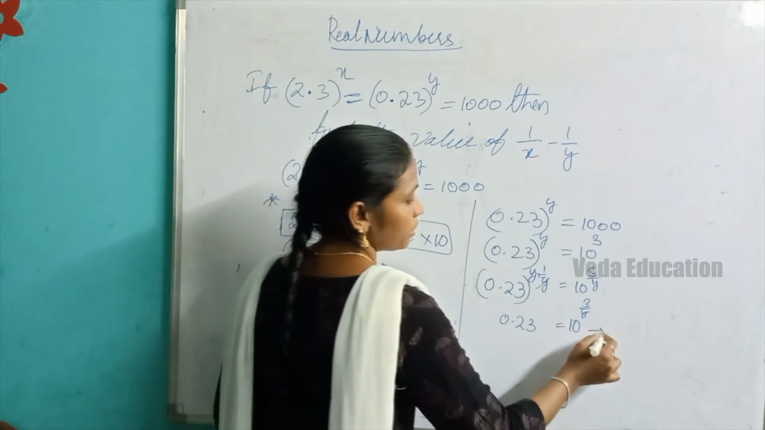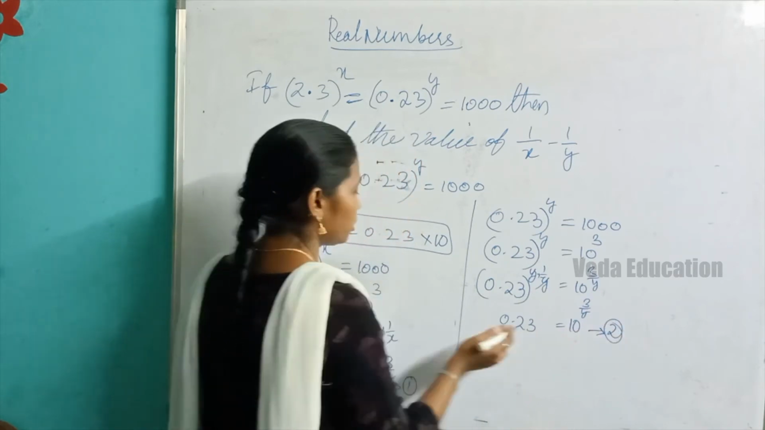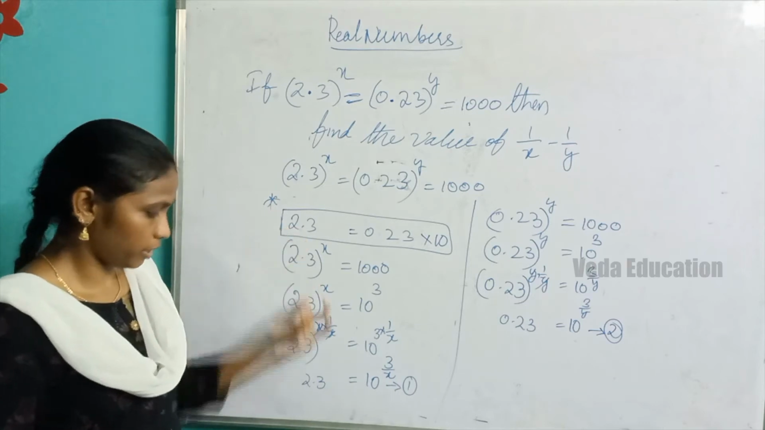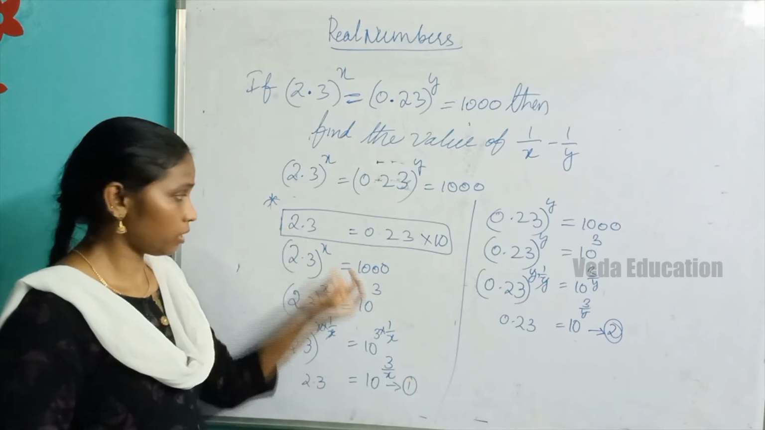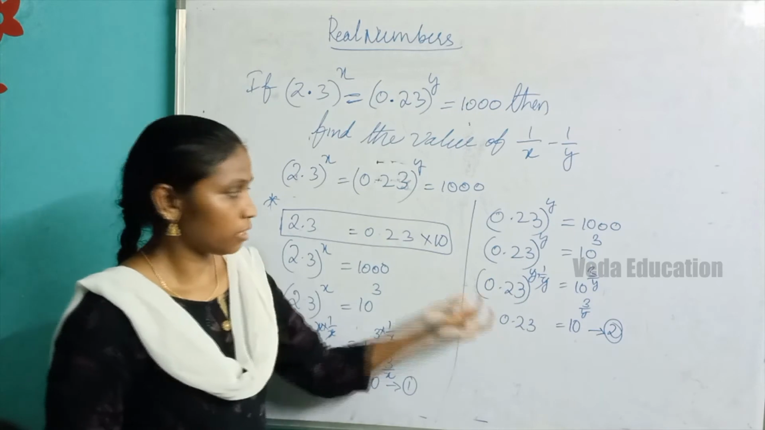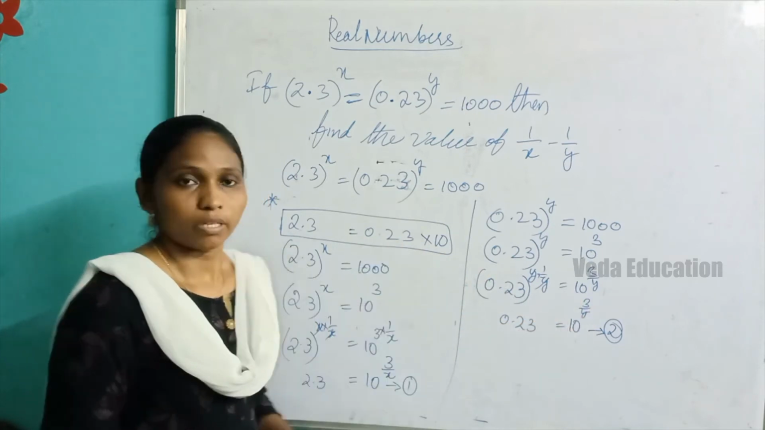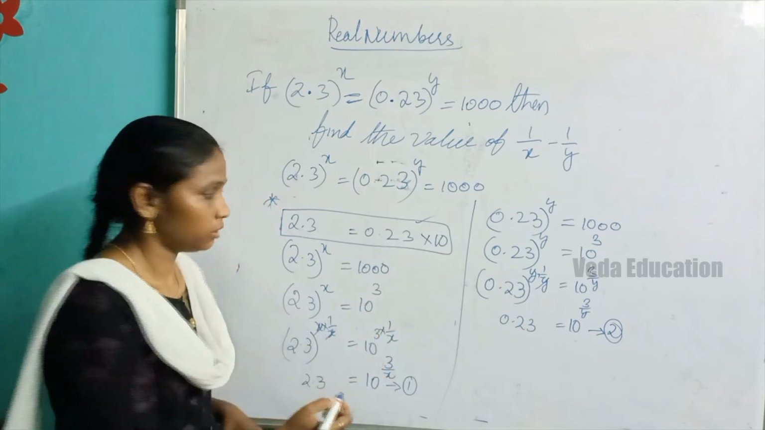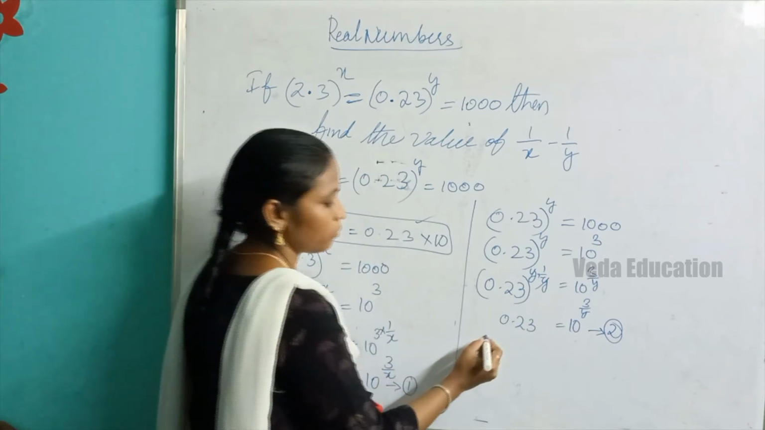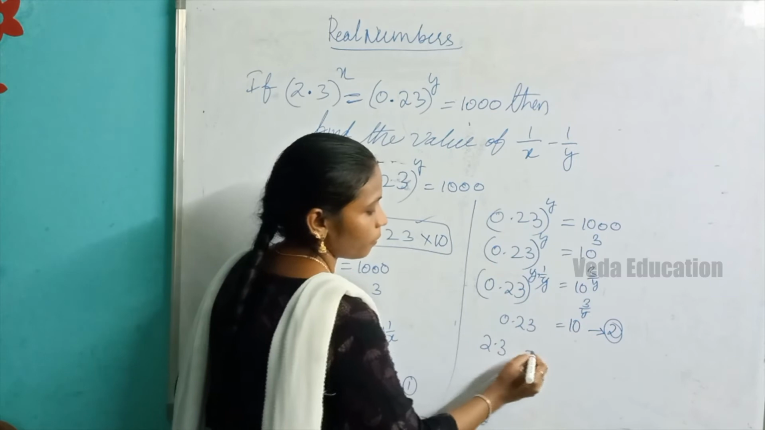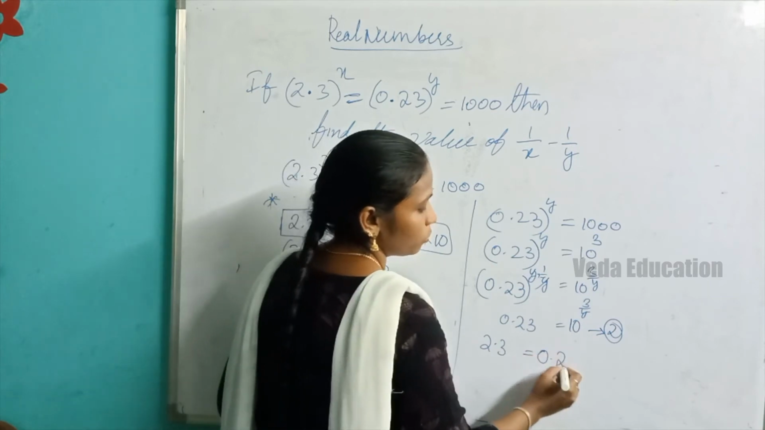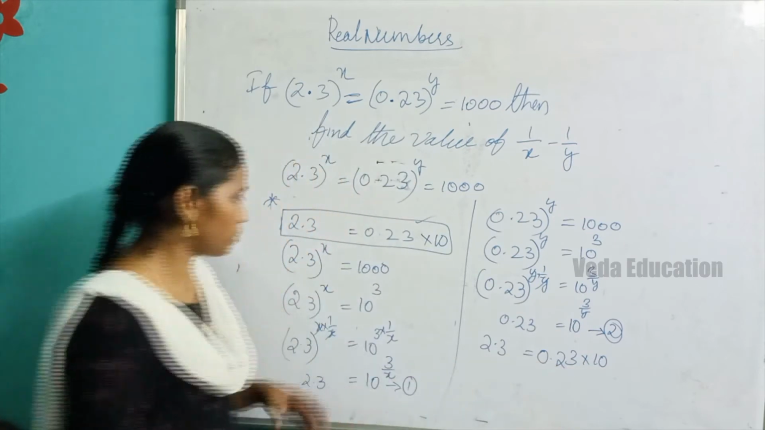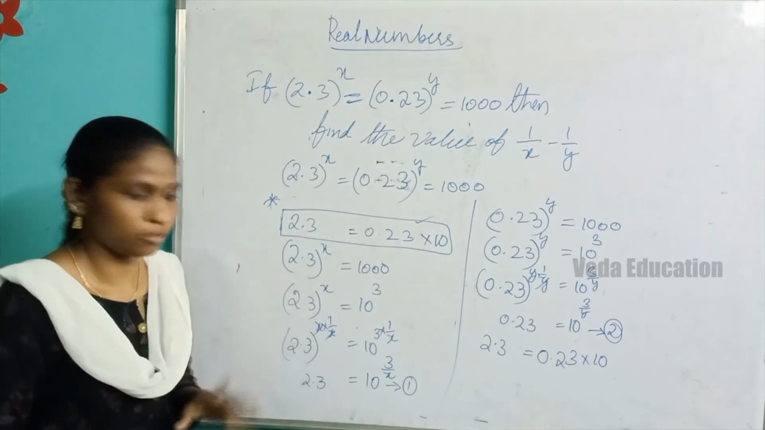Okay, and this is the second equation, and we are substituting this first equation and second equation in this rectangular box. 2.3 we consider as 10 to the power of 3 by x, and 0.23 you can consider 10 to the power of 3 by y. Okay, in this rectangular box we are substituting. Got it? Again I am writing here 2.3 equal to 0.23 into 10. Don't be confused, this is the relationship between 2.3 and 0.23, that's it.